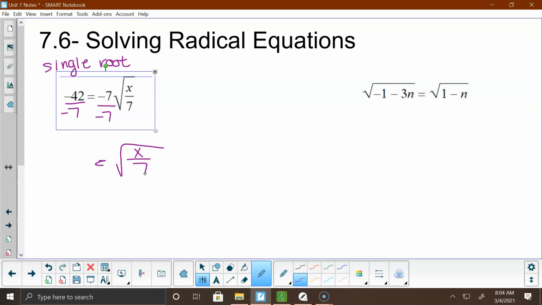So once you get the square root completely on its own, then you'll go through and square both sides. Alright, so I'm left with 36 equals x divided by 7, because when I square a square root, it just disappears, right? It's my inverse function. Now I gotta multiply 36 times 7.